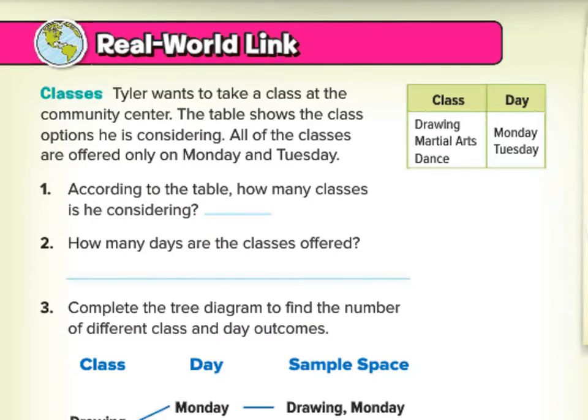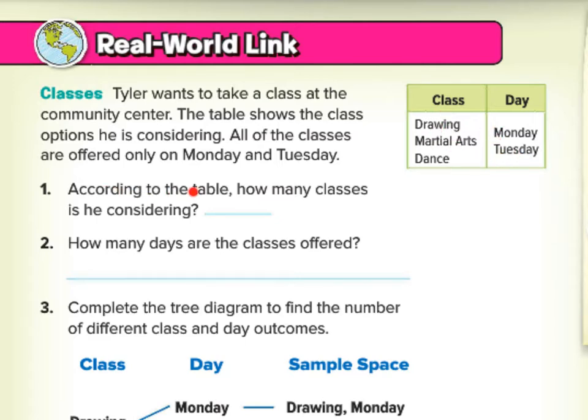Real world link, classes. Tyler wants to take a class at the community center. The table shows the class options he is considering. All of the classes are offered only on Monday and Tuesday. The classes that he wants to take are drawing, martial arts, and dance. These classes are only offered on Monday and Tuesday. Both are offered on both days.